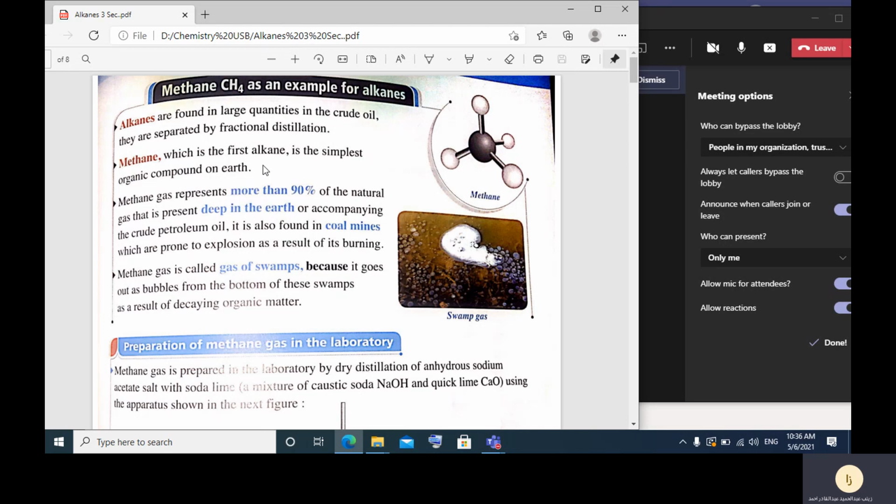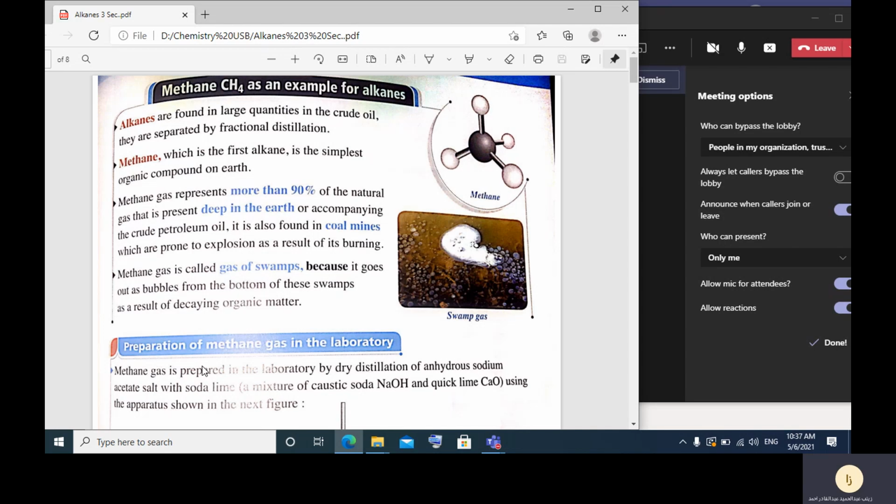So we find it in two places: either with the petroleum, where we can extract it, or sometimes we can find it on the surface of the crude petroleum oil. It is also found in coal mines, which are prone to explosion as a result of burning. In coal mines there is methane and sometimes it causes explosions because it is flammable. Methane is called the gas of swamps. Why? Because it's found as bubbles. Due to decay of organic matter, this gas will evolve and be found above the organic matter.